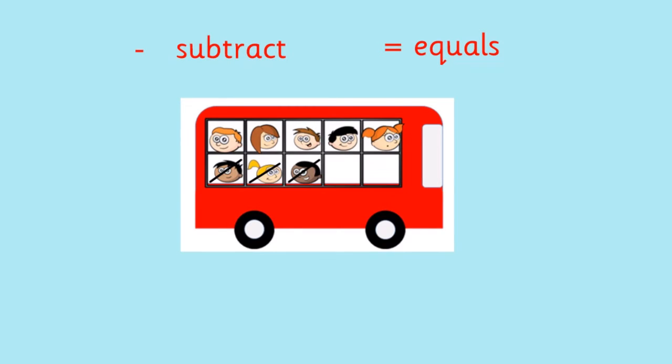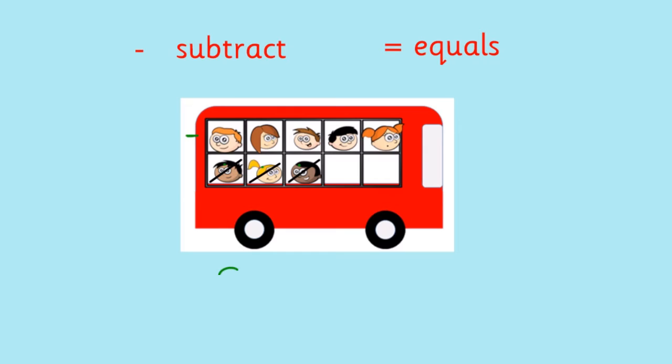Now we're going to work out this one together. This time we don't have the boxes at the bottom to help us, but I'm going to go through each step slowly so that you know what to do. So we start off by working out how many people were on the bus to start with. In our 10 frame, I can see that the top line is full, so there is 5 at the top, and then count on. 6, 7, 8. So we started off with 8 people on the bus.